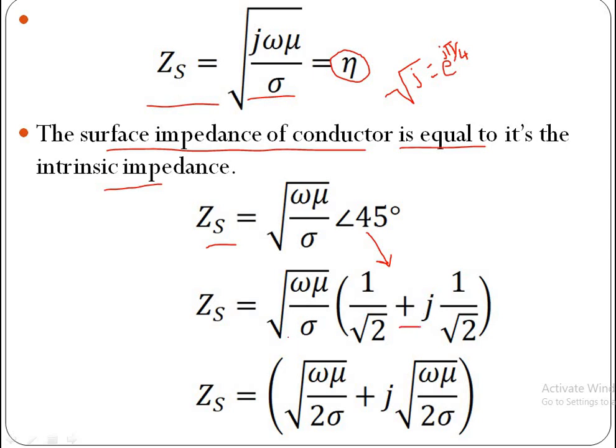Now take the square root of omega mu sigma inside, then Zs is equal to square root of omega mu by 2 sigma plus j square root of omega mu by 2 sigma. This is the real term, this is the imaginary term. The real term is called surface resistance Rs. Similarly, the imaginary term is called surface reactance.